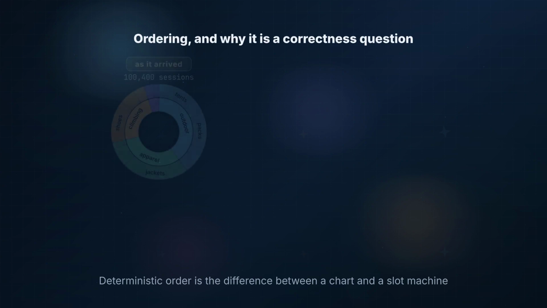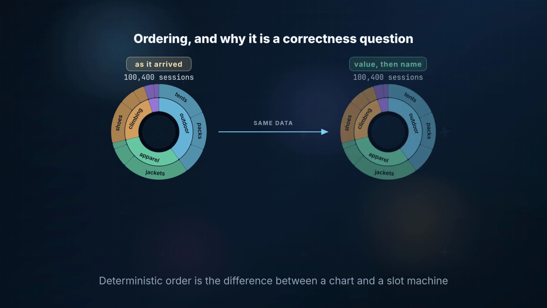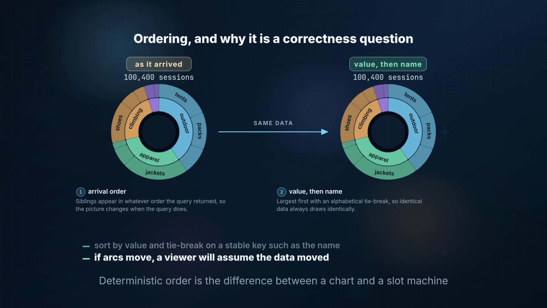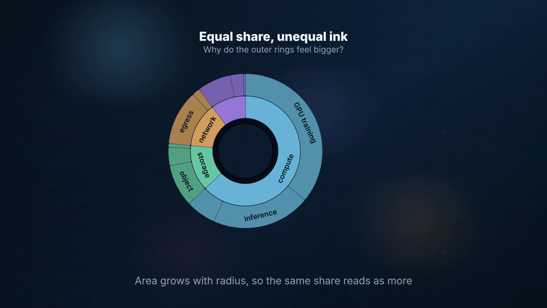Sibling order looks cosmetic and is not, because a viewer reads movement as meaning. Sort by value alone, and any 2 siblings with the same value can swap between renders, so an animated chart shows arcs sliding past each other when nothing has changed. Add a second key, usually the name, and the ordering becomes total. Identical data always draws identically. Keep whatever order your query returned, and the layout becomes a property of your database's mood rather than a property of your data. This is the perceptual tax you pay for the circle, and you should charge it consciously.